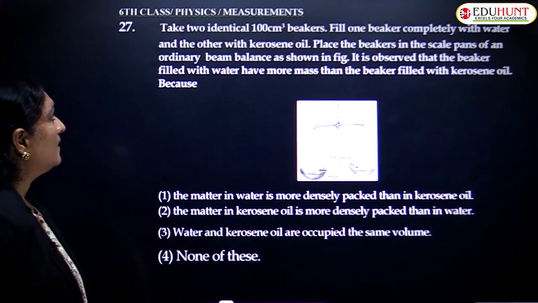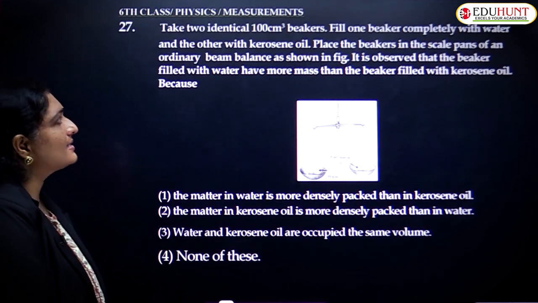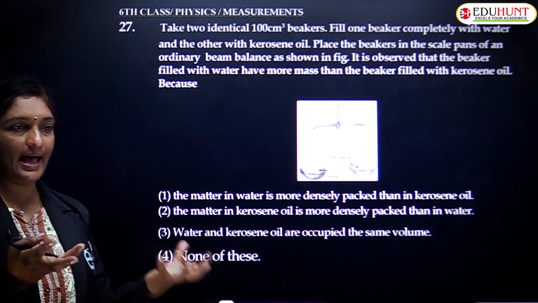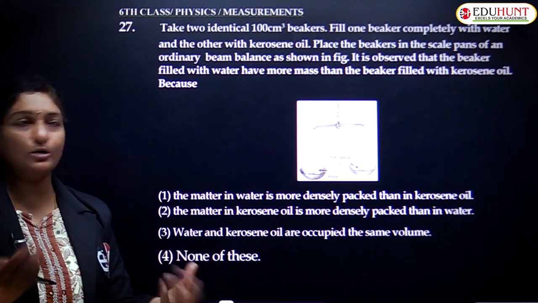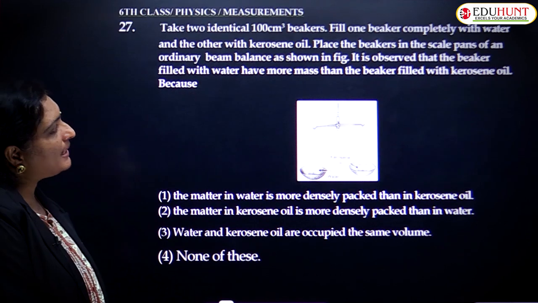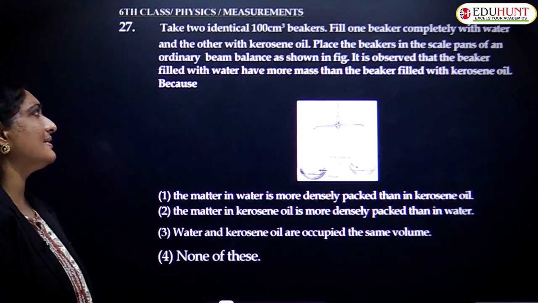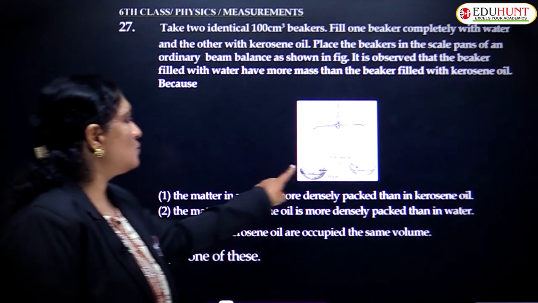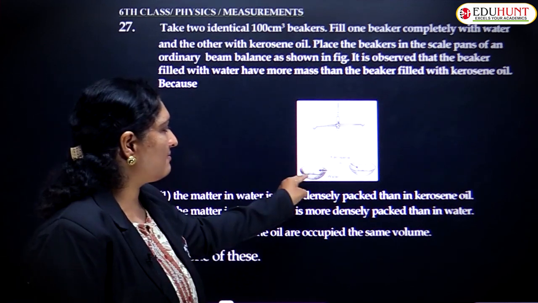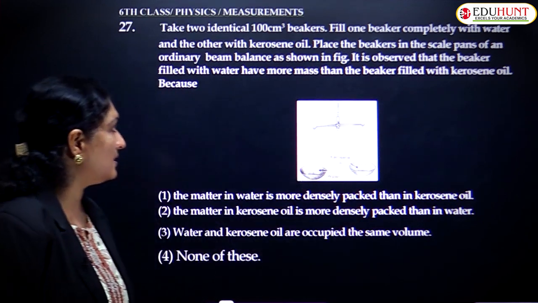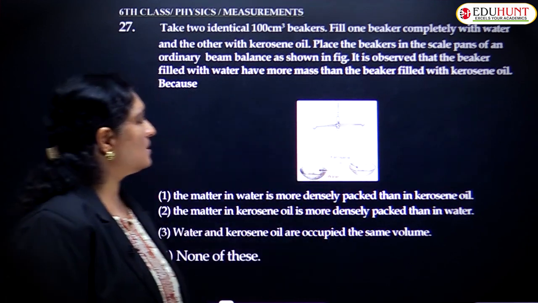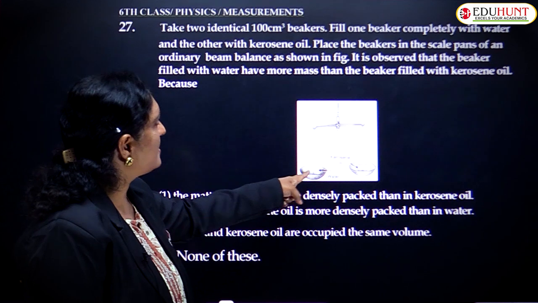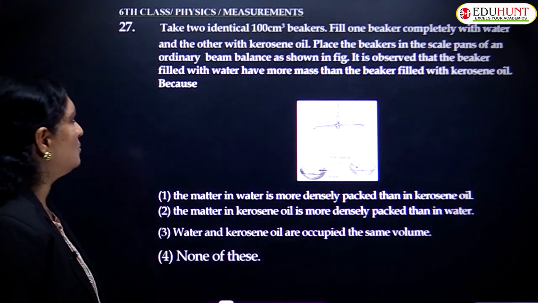Next, take two identical 100 centimeter cube beakers. Okay, two identical they have considered. So two identical means volume must be same. Fill one beaker completely with water and other with kerosene oil. So the picture is also given, it's very clear. Two beakers here, one glass jar they considered, here also one glass jar. Here also 100 centimeter cube, there also 100 centimeter cube only.